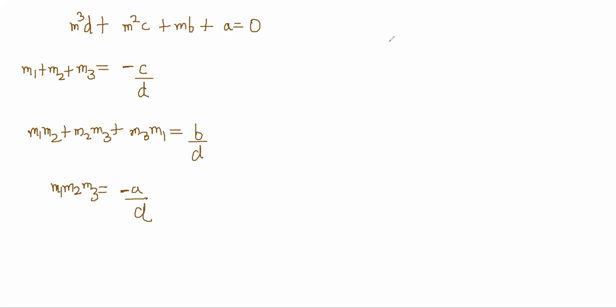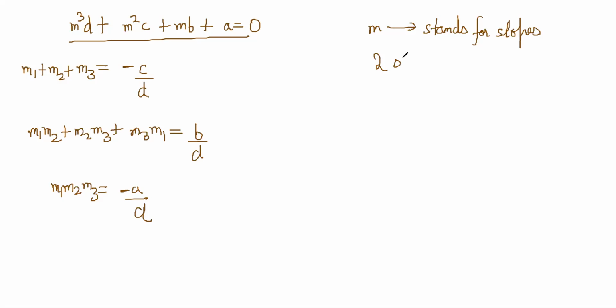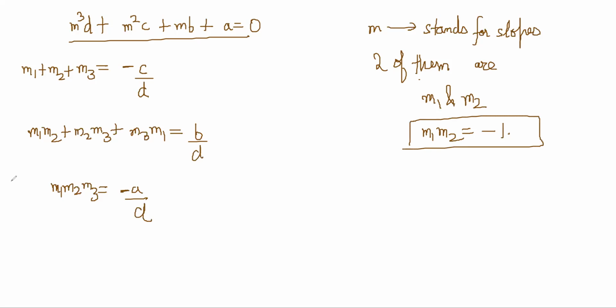Now in the question, what we have understood here is that m is given and m stands for the slope of those 3 lines, right? So in the question it is saying that 2 of them are perpendicular to each other. So let's say those 2 are m1 and m2. Then m1 m2 should be equal to -1. So that will mean that m3 is equal to a by d, right? And let's use this here also.